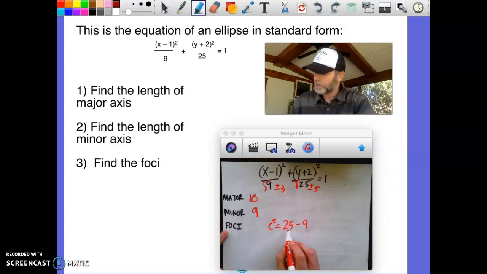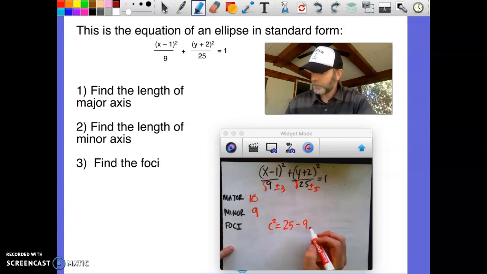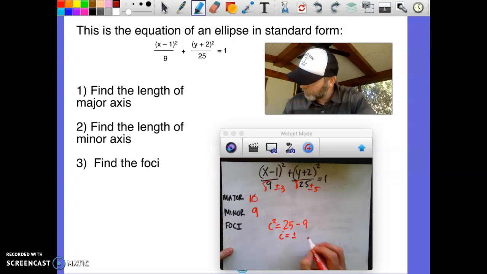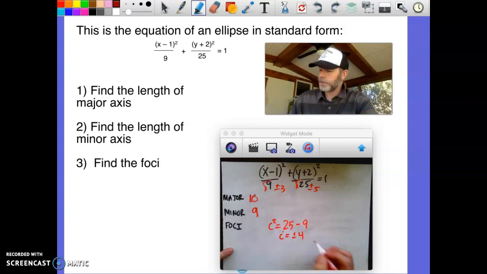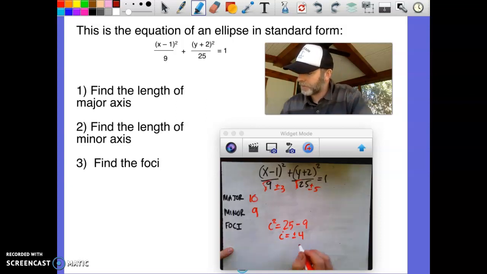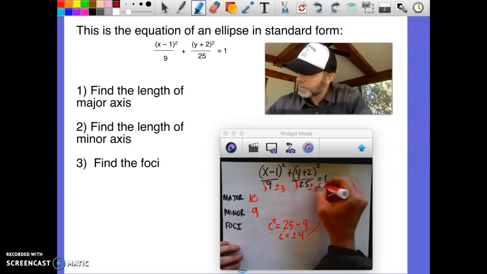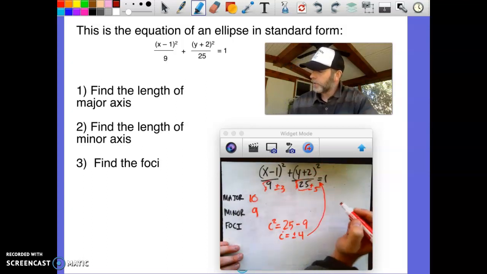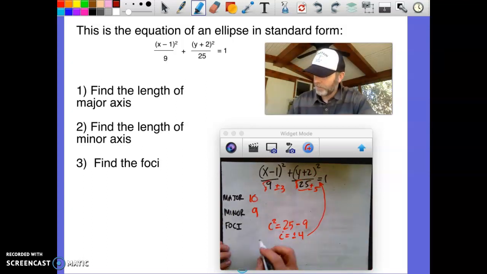Our foci then, c squared equals, use the larger number minus smaller number. That's a squared minus b squared. Okay, what do we get? We get c equals plus or minus 4, square root of 16. That means 4 units in what direction? So let's just take a peek. The major axis runs north and south, or in the y direction, because this number is larger. So my sketch is going to kind of help me a little bit here.